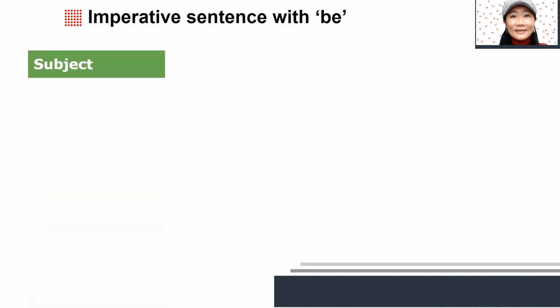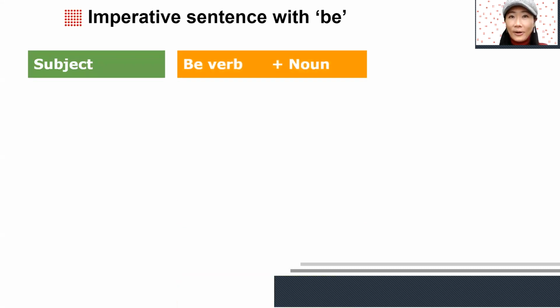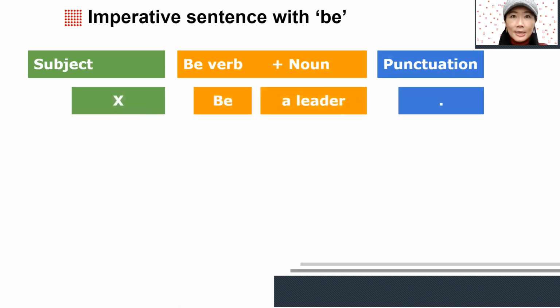Normally, in an English sentence, we have subject, verb. Today we use be verb, and it comes with a noun to make the meaning complete. In the end, we need punctuation. But an imperative sentence doesn't need a subject. Look at this example. Be a leader.